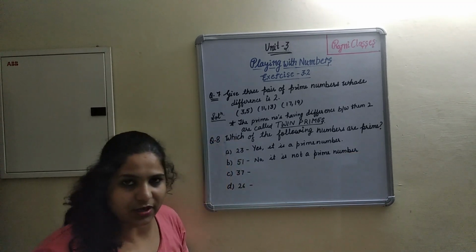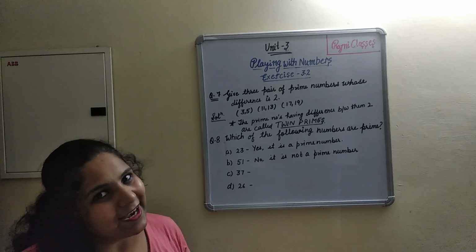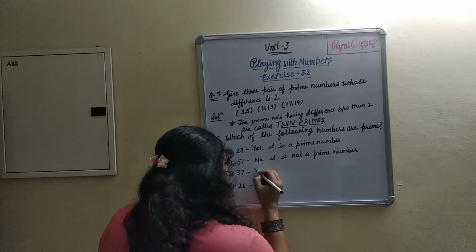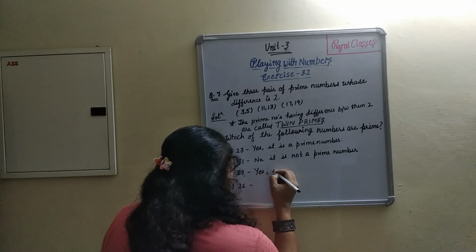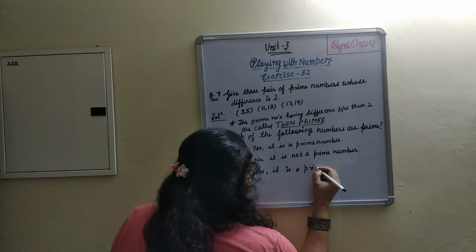Next, 37. Yes, there are only 2 factors of 37, that are 1 and 37. So it's a prime number.